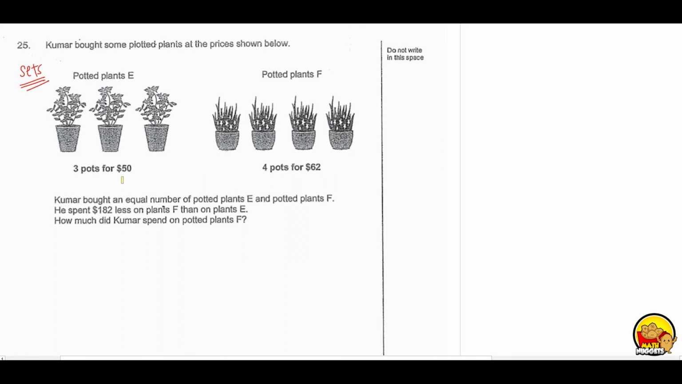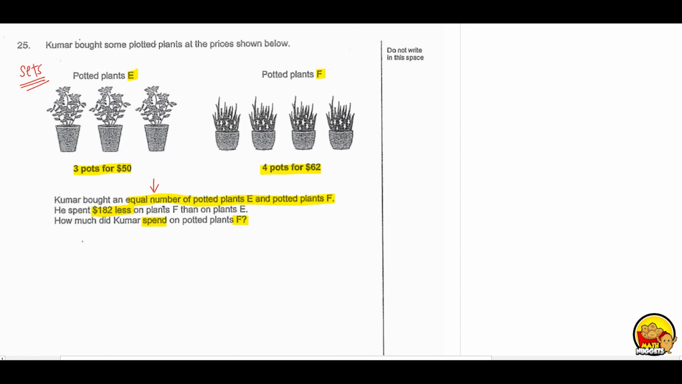So Kumar bought some plants. Plant E are sold 3 for $50. Plant F are sold 4 for $62. And Kumar bought an equal number of both E and F. And he spent $182 less on F than on E. Question wants us to find how much did he spend on buying plant F. Now the crucial information here is that he bought an equal number of both plants.